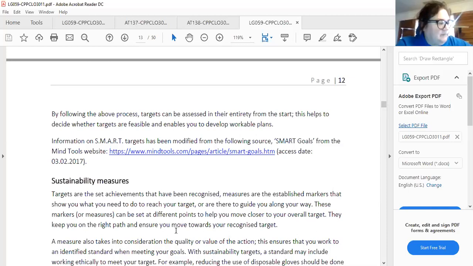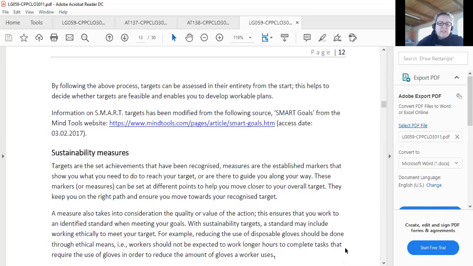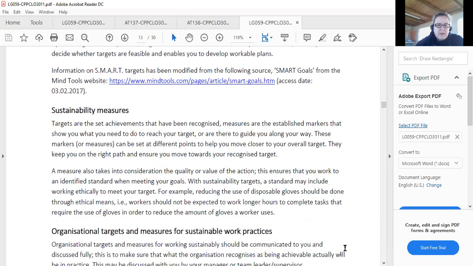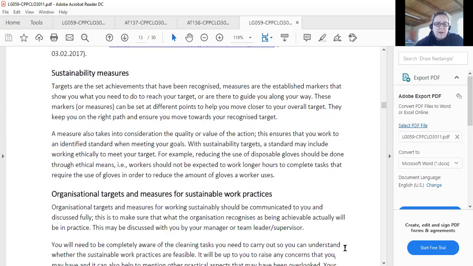All right, so basically we've just gone through a little bit of sustainability, and a few things, nothing major, but we're onto sustainability measures on page 12. So targets are the set achievements that you have recognised, measured and established markers that show you what needs to be done in order to reach your target. They're there to guide you along the way. These markers or measures can be set at different points to help you move closer to your overall target. They keep you on the right path and ensure you move towards your target.